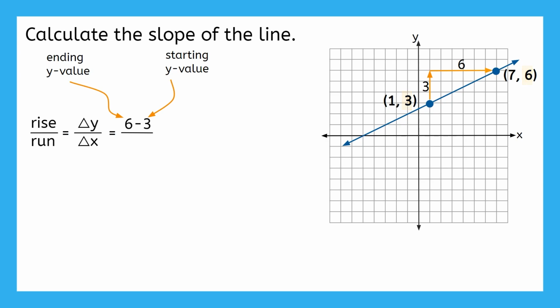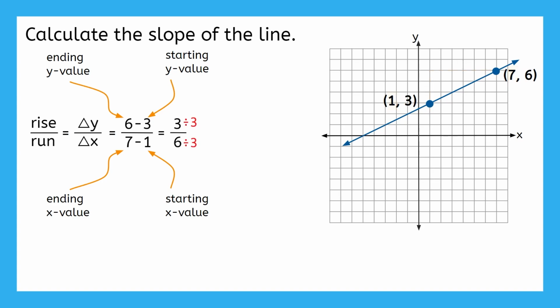Now, does this work with x values as well? Our change in x is 6, but how can we get 6 by using the x values of the coordinates? We would take the x value of the point we're ending at and subtract the x value of the point we're starting at. Then we simplify like normal.